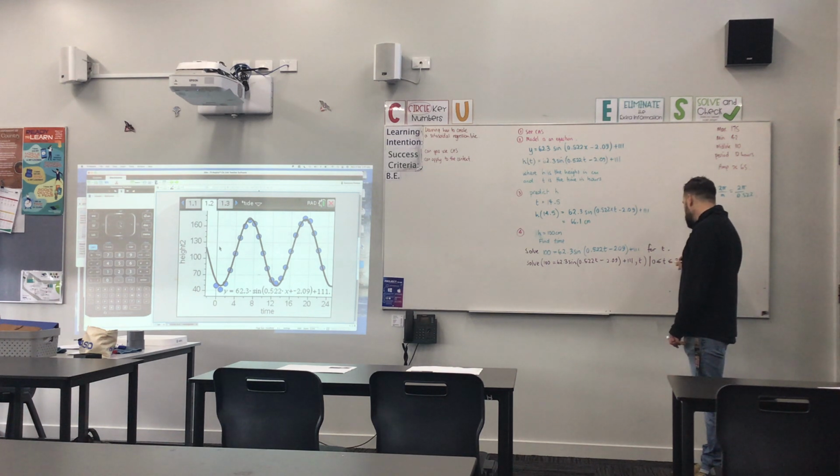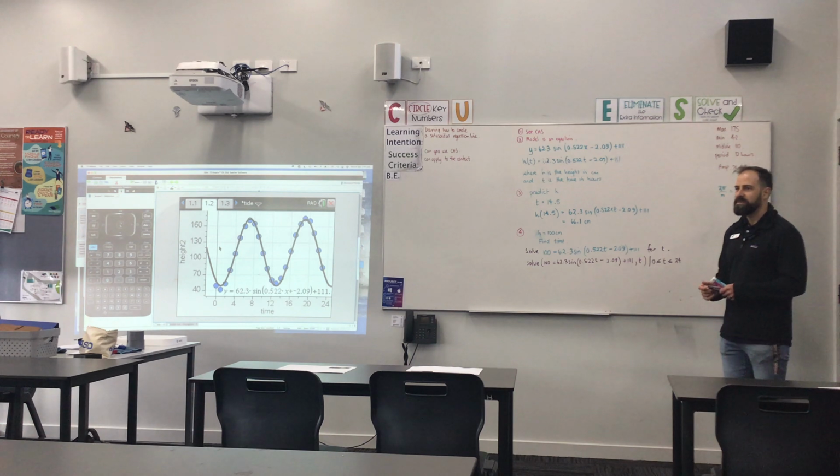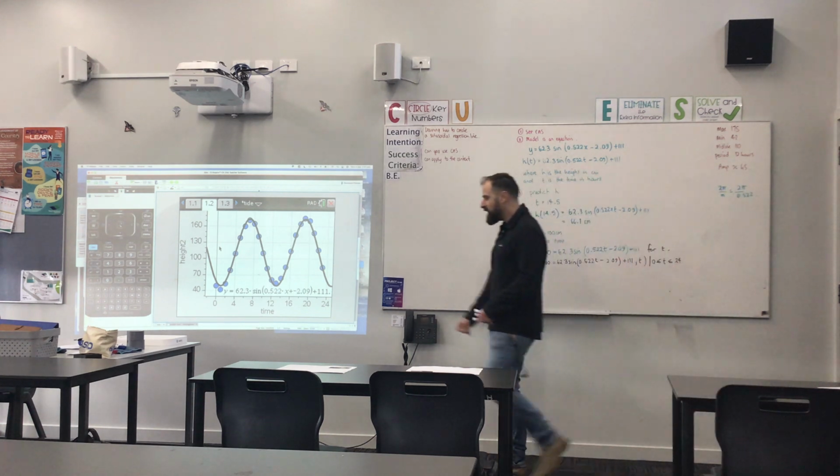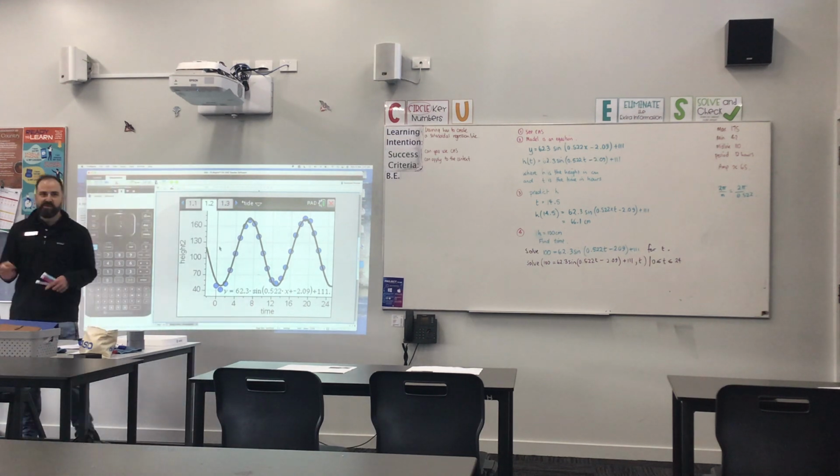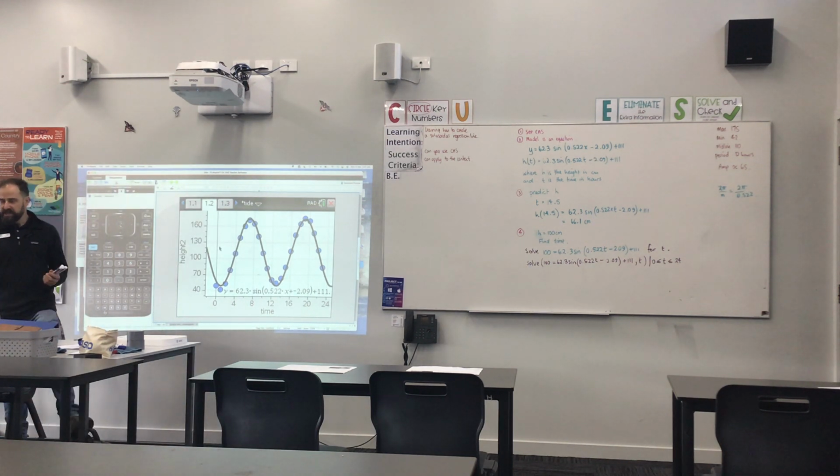Why did you choose 24? Because that was the last hour of the day. That's what our data represents. We don't know what happens after that. The tide could be doing anything. So this is just predicting the tides on one particular day.